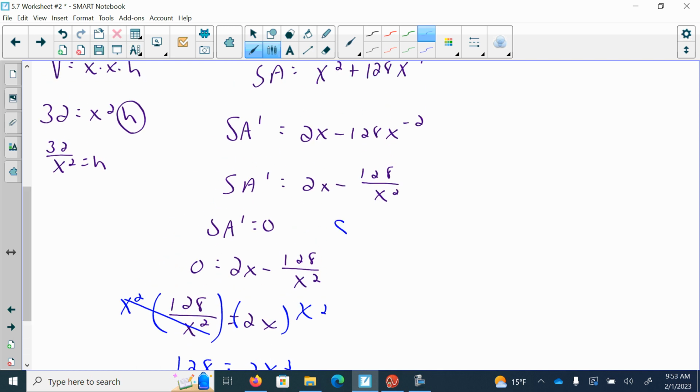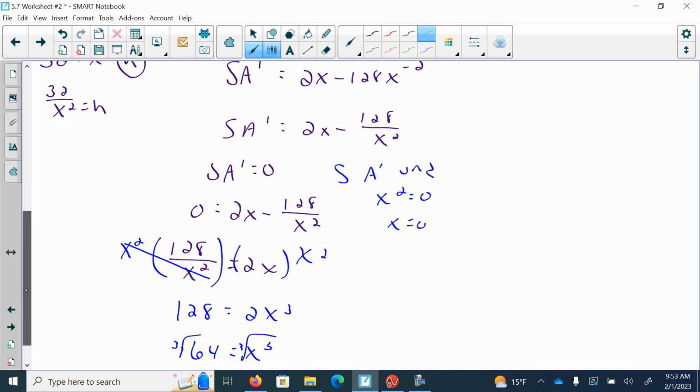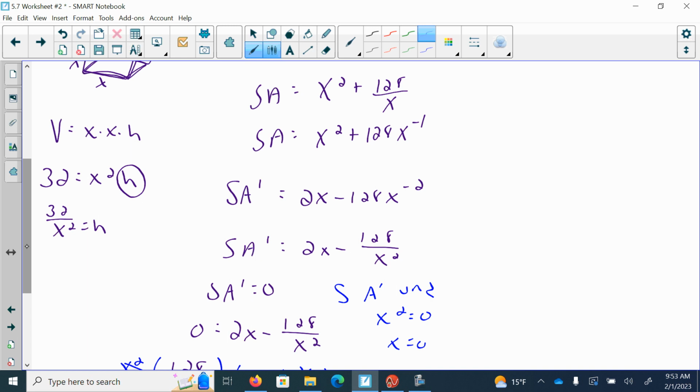Then I would do the surface area. Let's see, it's undefined, and that's going to happen when the x squared is equal to 0 or when x is equal to 0. So I have two critical numbers, right? I have 4 and I have 0. Do my second derivative? Sure, why not? So here I'm going to take my second derivative to find out if they're maxes or mins. And when I do that, I'm going to have 2 plus 128x to the negative 3. Yes.